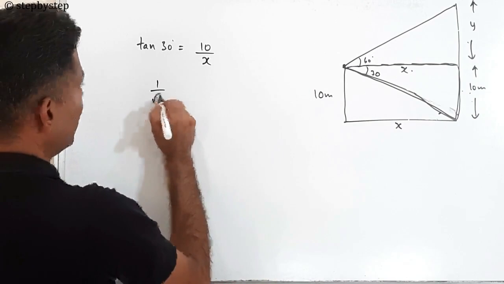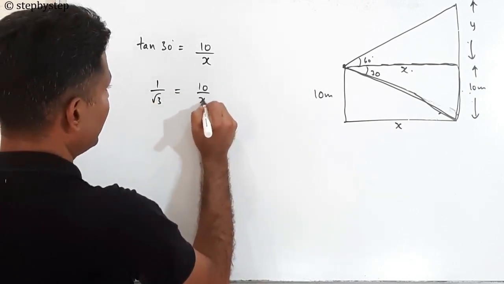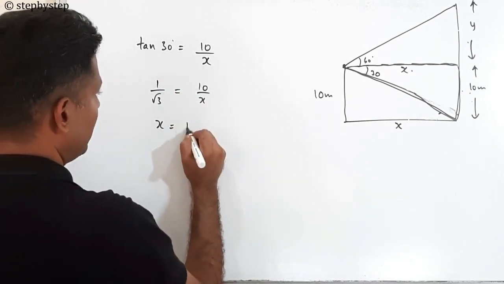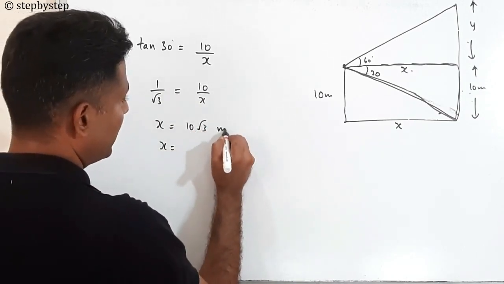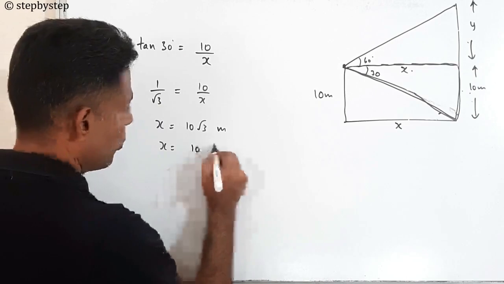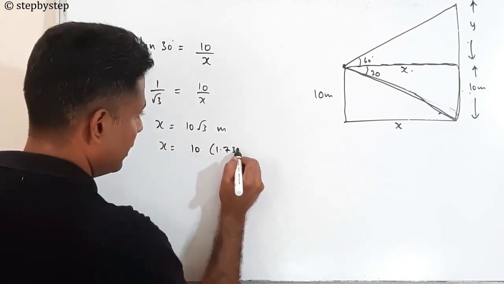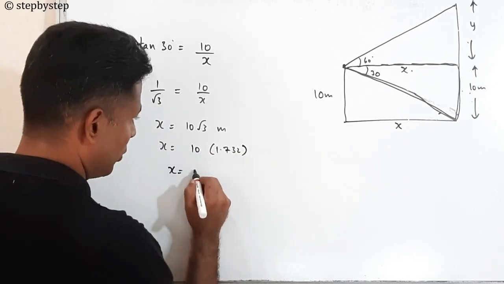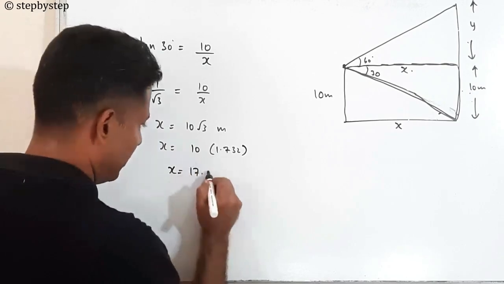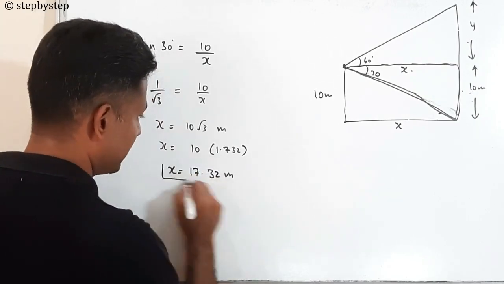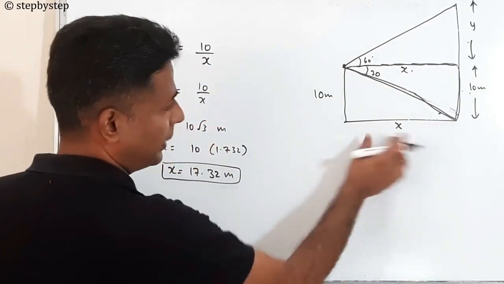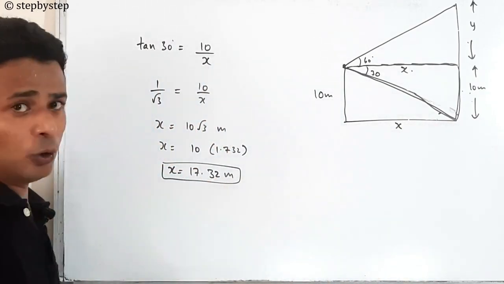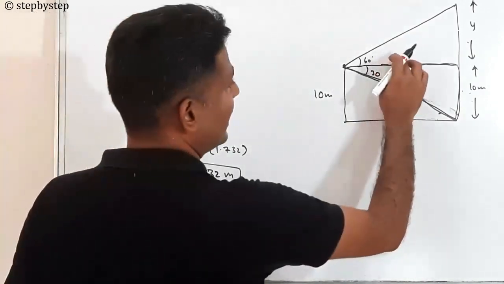Tan 30 is 1 by root 3, equal to 10 by x. So x goes here, 10 into root 3. So x equals 10 root 3 meters, but root 3 is 1.732. So x equals 10 into this, which will become 17.32 meters, which means the distance of the hill from the ship is 17.32 meters.